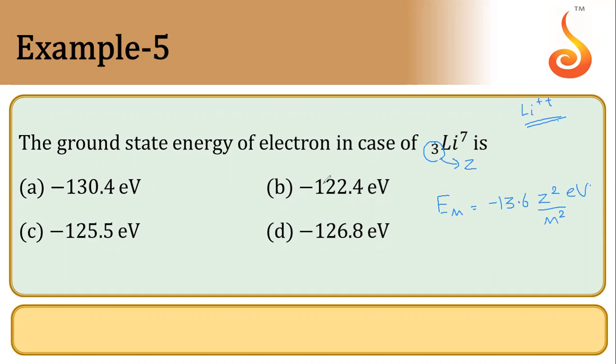Now in this question, we are asked to find the ground state energy. So for the ground state, the value of n will be 1. So 1 square, and since it is lithium, its atomic number is 3, so 3 square will be the Z square value. So our answer will be minus 13.6 into 9 electron volt. If you calculate, it will come as minus 122.4 electron volt. So that will be our answer.